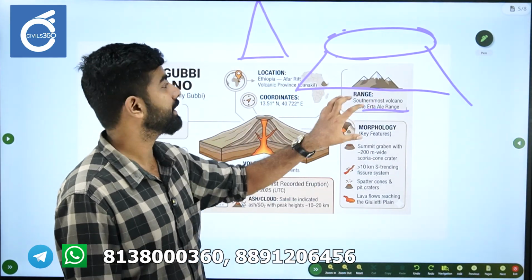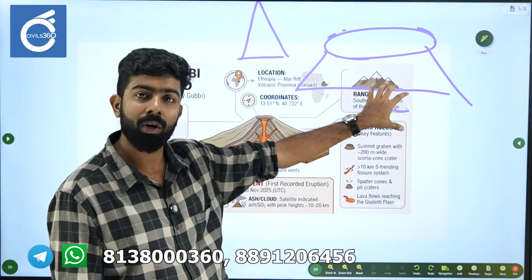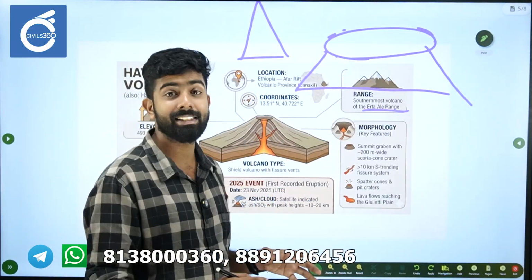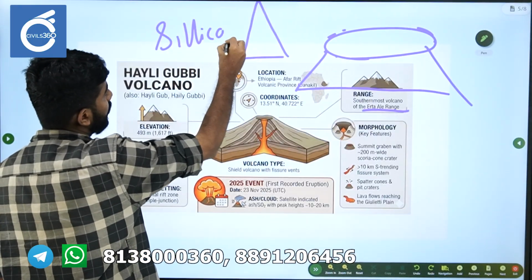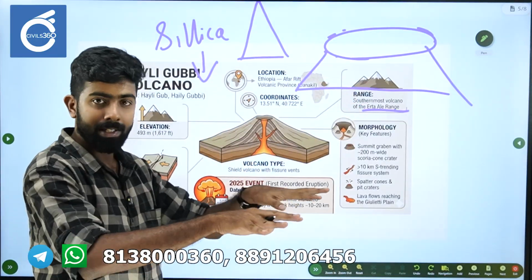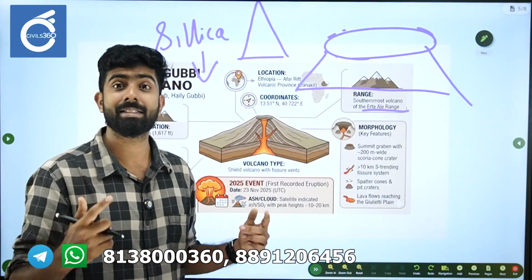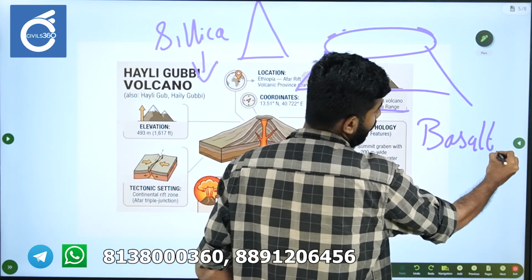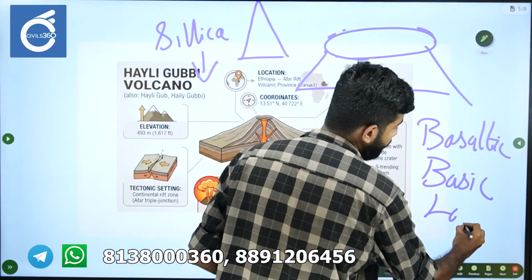And Hayli Gubbi is a shield volcano. It's basically because the lava is less viscous, right? And it's less viscous because it has less silica content, right? Silica content is less in shield volcanoes. So it makes them easy to flow, and it will spread over a large area, and it is also known as basaltic volcanoes. Basaltic, or basic lava. Okay, it erupts.